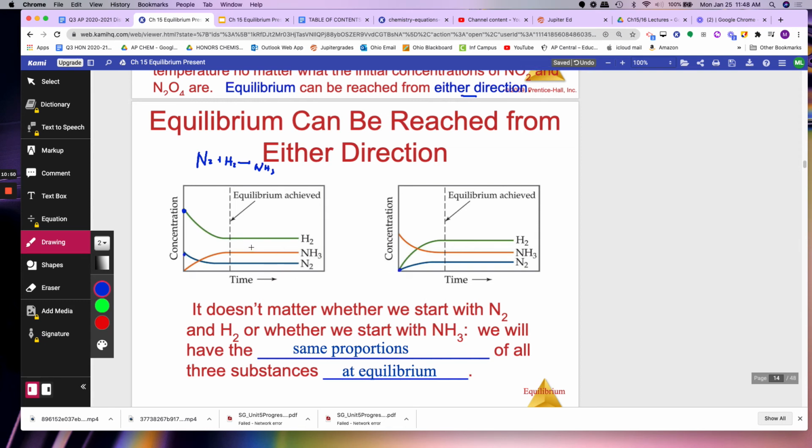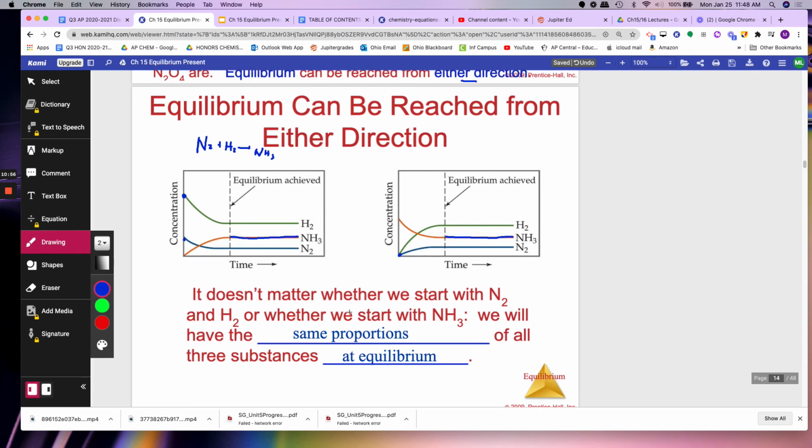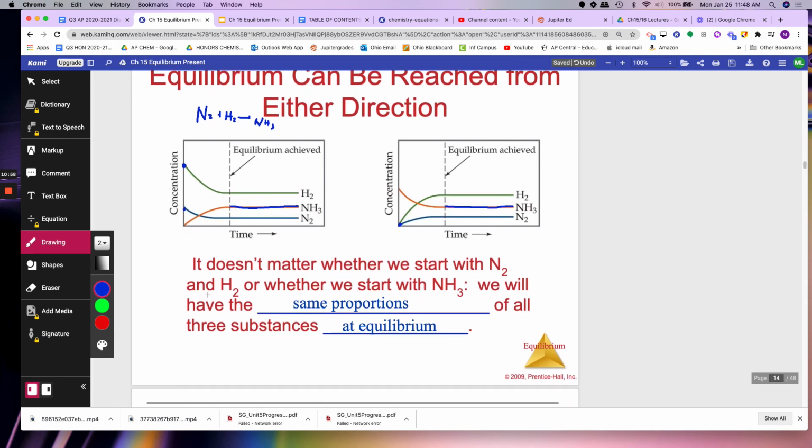But in the end, look at the NH3. It is the same on both diagrams. It doesn't matter whether we start with N2 and H2, or whether we start with NH3. We will have the same proportions at equilibrium.